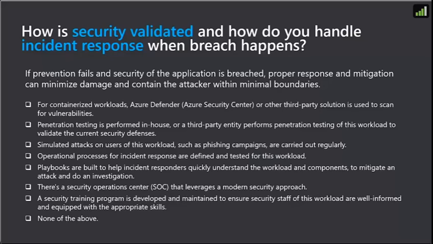If prevention fails and security of the application is breached, proper response and mitigation can minimize damage and contain the attacker within minimal boundaries. For containerized workloads, Azure Defender, Azure Security Center, or other third-party solutions are used to scan for vulnerabilities. That's our first question.